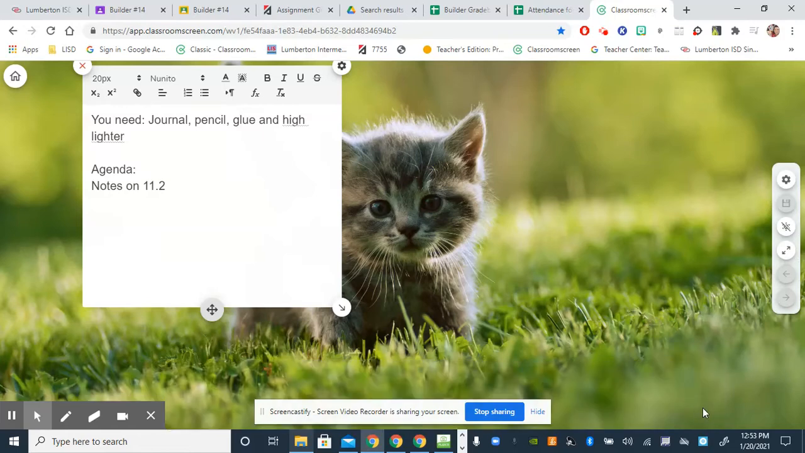Hey guys, so today's Wednesday the 20th, and here's a rundown of today's lesson. We're going to be talking about evaluating expressions today. You'll need your journal, pencil, glue, and a highlighter. Oh, and scissors. Sorry, forgot to put scissors on there because you're going to be cutting your notes. Scissors. Okay, and we're going to be talking about evaluating expressions.